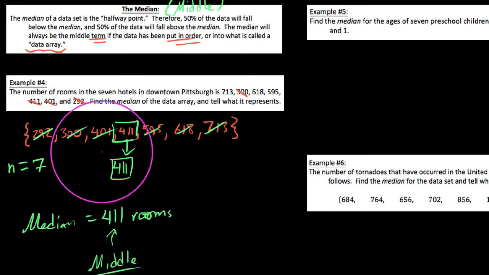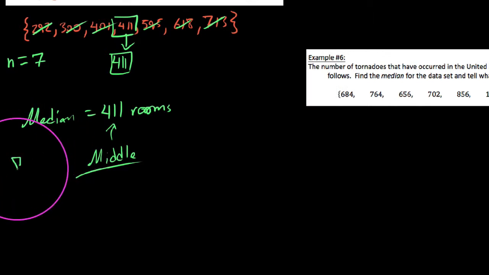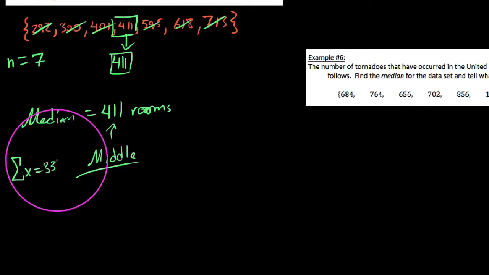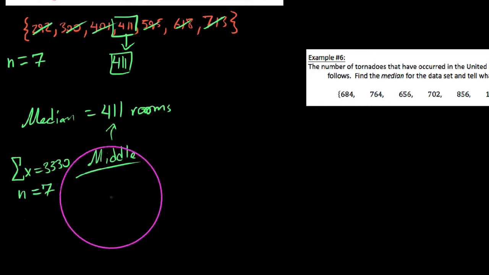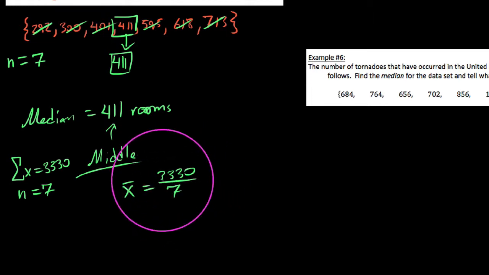Okay, so in the last video we actually did find the average as well. I just want to point one thing out here. Average is kind of also a measure of central tendency, but the most typical case. So if we were to sum these up, we say 292 plus 300 plus 401 plus 411 plus 595 plus 618 plus 713, we determine the sum of our data. So we'd say is 3330. We had n is 7. So our sample mean here, x bar, would be 3330 divided by 7.